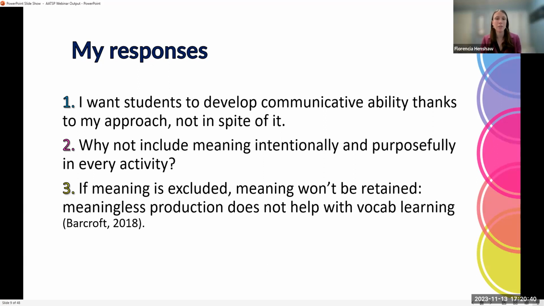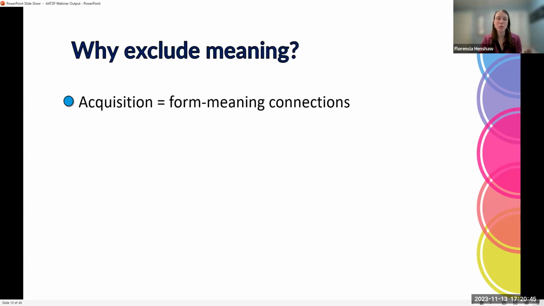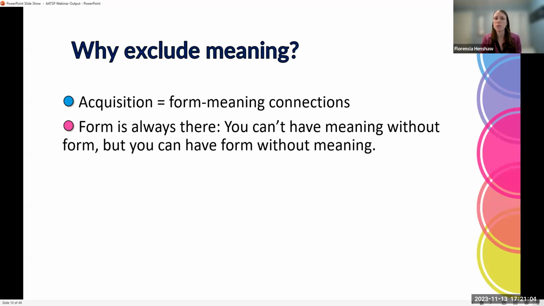So the only way to establish form meaning connections is with meaning. The form is already there. We need meaning. So acquisition, grammar, vocab, whatever it is, form meaning connections. Some of these forms are sounds, some of these forms are symbols or signs. You need the form and what meaning is attached to it. You make that connection. That is what drives acquisition. So why would we exclude meaning? Form is always there. You cannot have meaning without form. Anytime you are expressing meaning, you're doing that through forms.